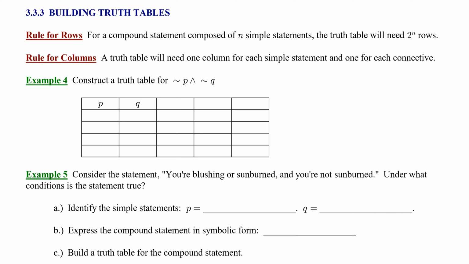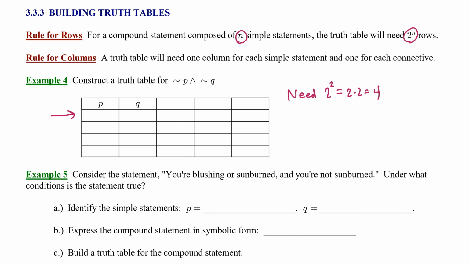Now, to build a truth table, there's a couple of rules that you'll need to know. The rule for rows. Remember, rows are horizontal. For a compound statement composed of n simple statements, the truth table will need 2 to the nth power rows. So for example, if we look at example 4, it has two simple statements, P and Q. I'm just counting the letters here. So we're going to need 2 to the second power rows. 2 to the second power is 2 times 2, or 4. So we need 4 rows. And you can see the truth table has already been set up for us.